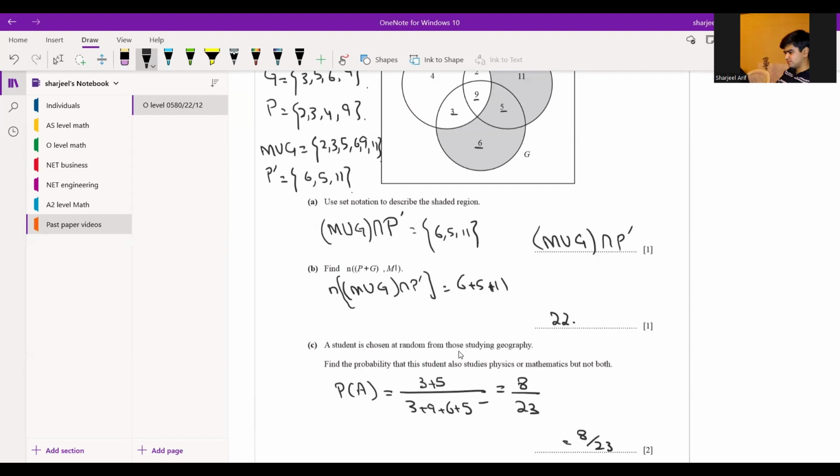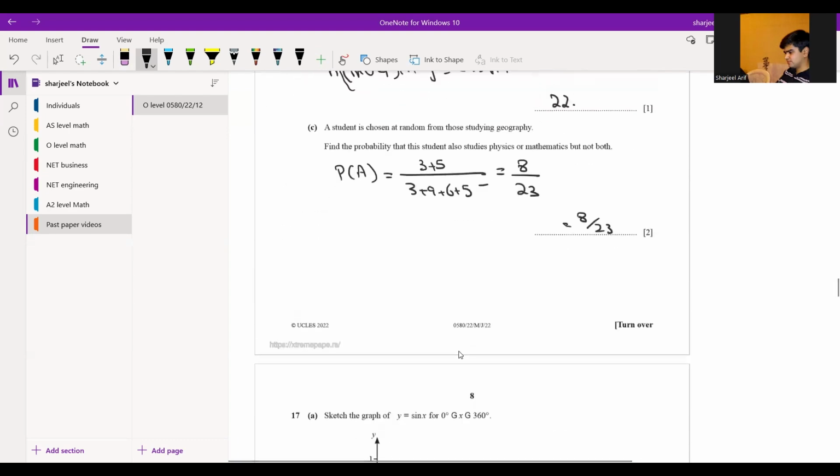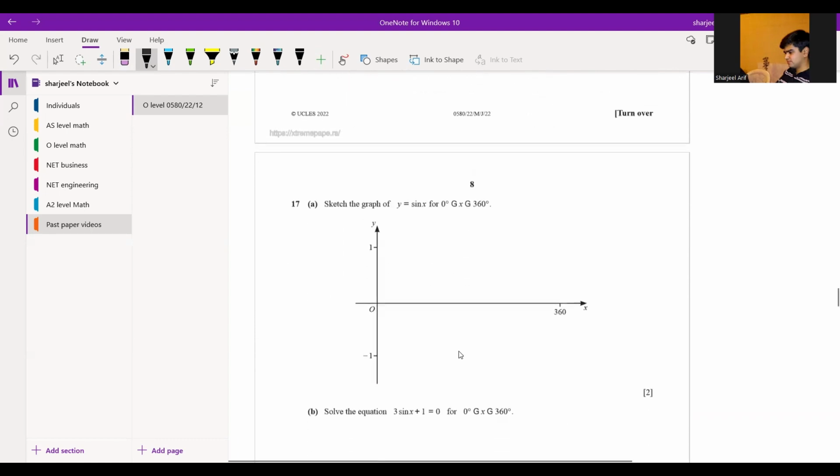You just have to focus on the number of geography students, not the whole class. So 40 will not be focused in this part, and it's called the conditional probability. So you just have to focus on the geography student data 23, and out of them, you have to identify the number of students who are taking physics or maths.